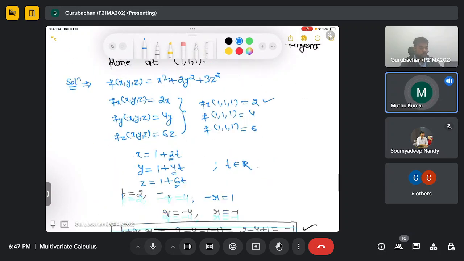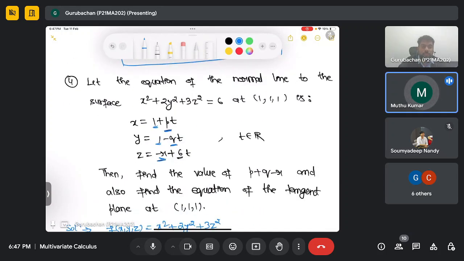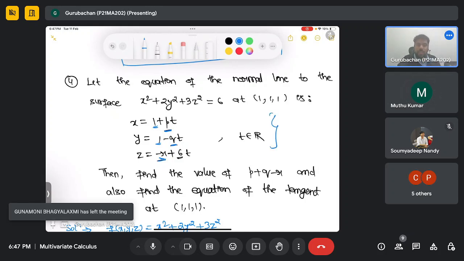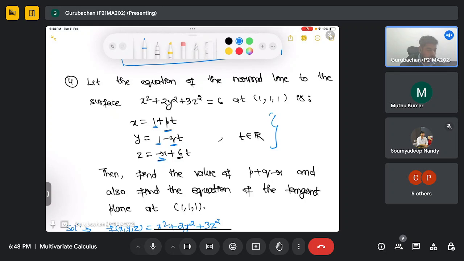You cannot have two different answers for the same question. See, I have given an equation of a normal line, where p, q, and r represent different terms. That is why this answer is changing. It is not like that I cannot prove the two answers. You proposed a different direction ratio. That is why there is a different equation. Otherwise, it will not happen like that. And here our point is 1, 1, and minus 1.